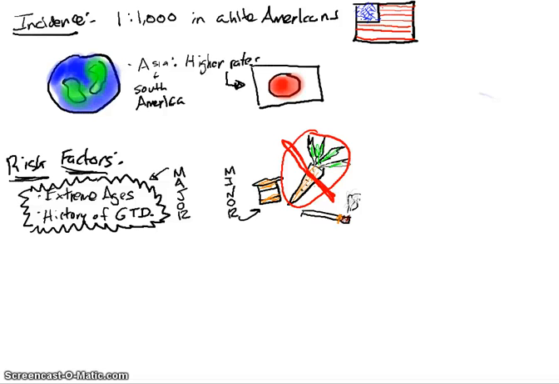Next, in terms of thinking about epidemiology, the incidence of molar pregnancy within white Americans is thought to be about 1 in 1,000. And this number changes dramatically when we look at different geographical regions. So for instance, if we look at Asia and South America and compare these numbers to what we see in Europe, we're going to see that there are much higher rates in Asia. And this is particularly true in Japan.